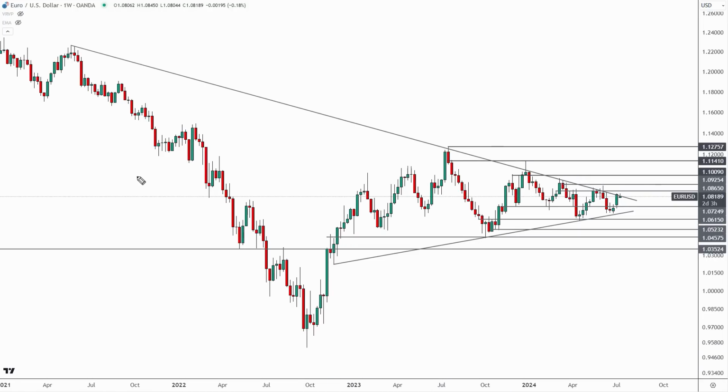So let's start here with the EURUSD. We'll go on to the pound and then talk about the DXY. So looking at the euro, guys, we've talked about this trend line off of these recent highs going all the way back to 2021.